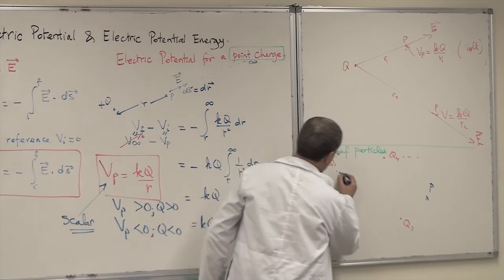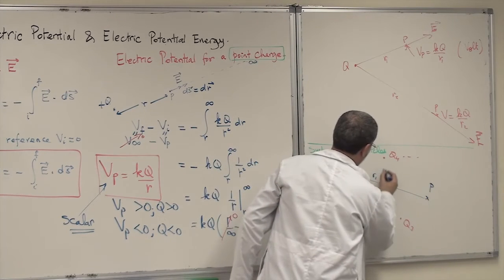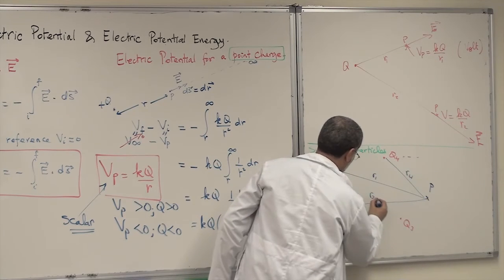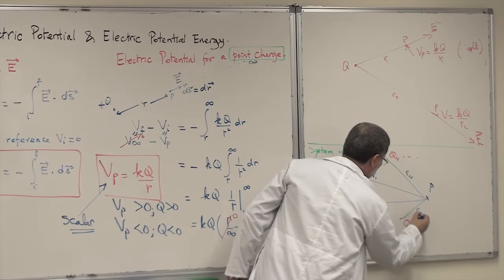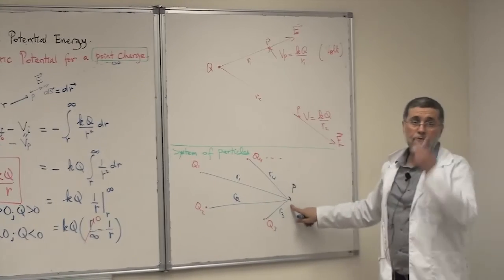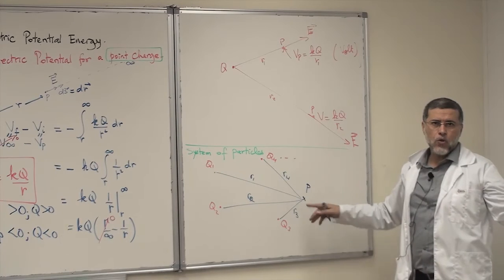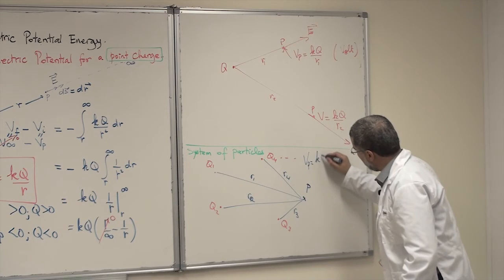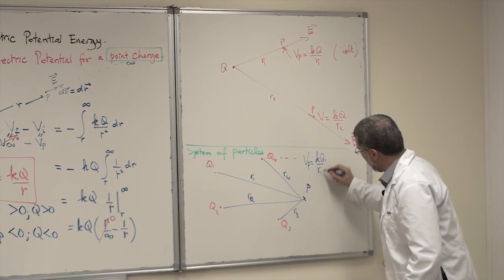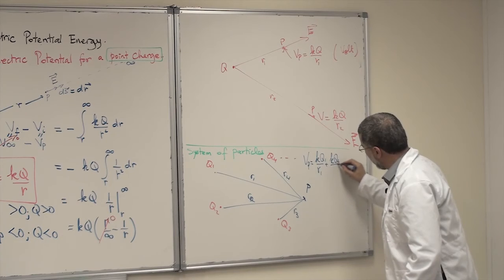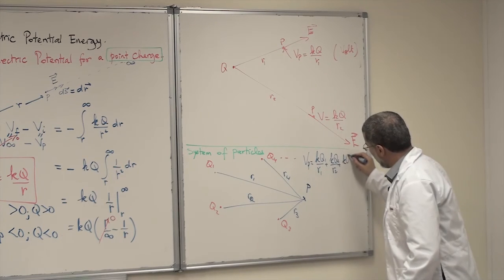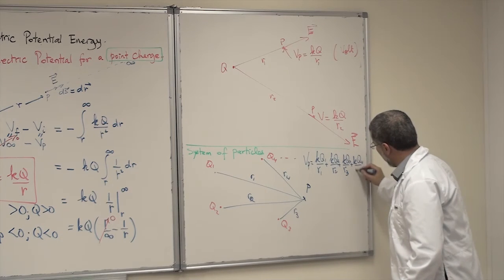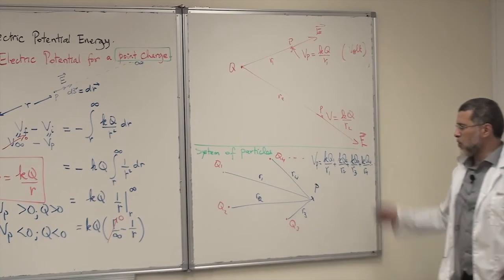Okay, there's one point P here, and I want the potential at that point. So I need to know the distances. This is R1, this is R4. I need all the distances, R2 and R3. And I can calculate the potential at this point. I am very happy here because it's not a vector, so you add them algebraically, those potentials. V at point P will be K Q1 over R1 plus K Q2 over R2 plus K Q3 over R3 plus K Q4 over R4, etc. I don't know how many charges you have.